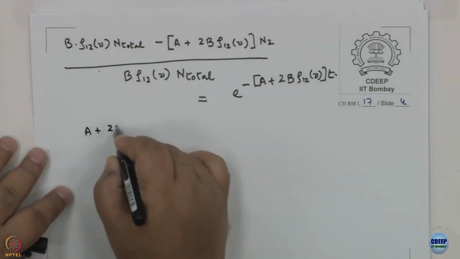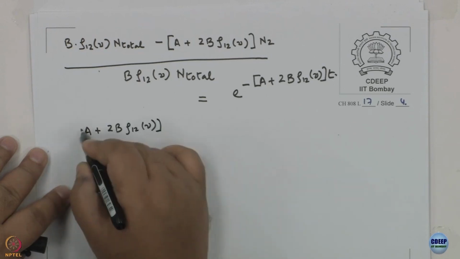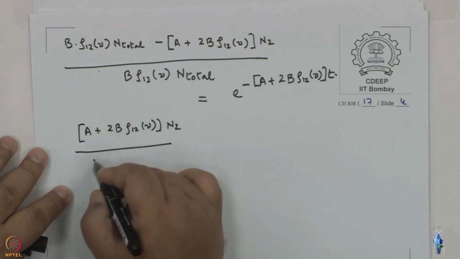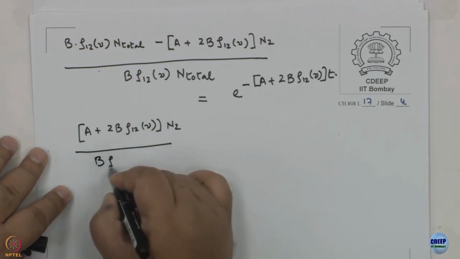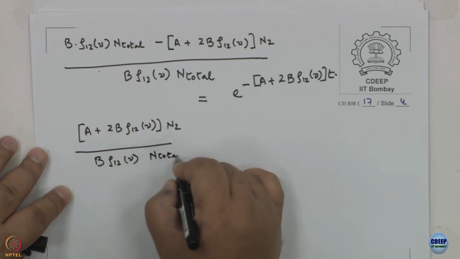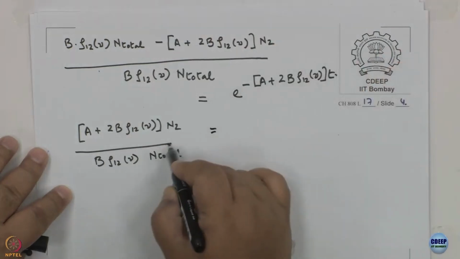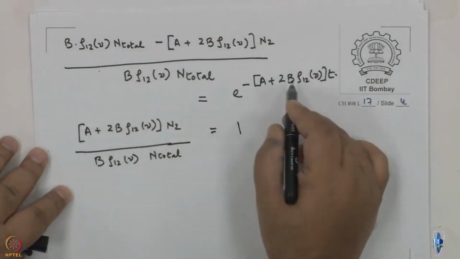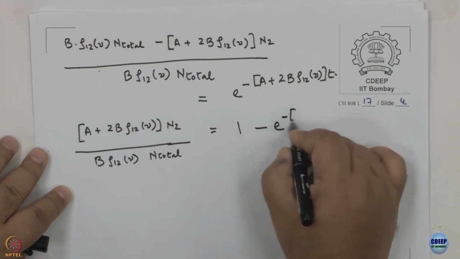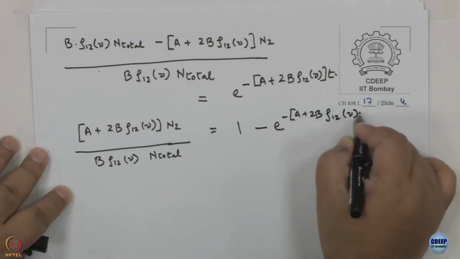a plus 2b rho 1 to nu n2 divided by b rho 1 to nu n total. I have taken this to the right hand side. So, on the left hand side I have 1, and I am taking this actually to the left hand side. So, minus e to the power minus a plus 2b rho 1 2 of nu t.